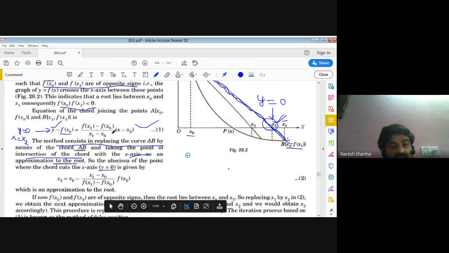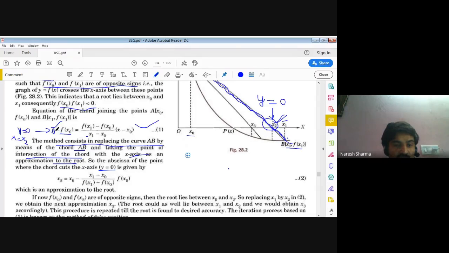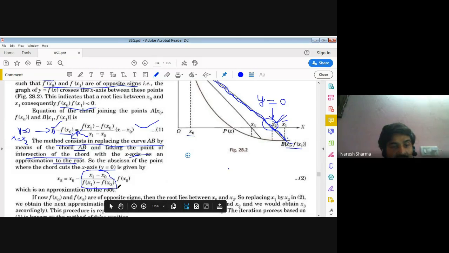So we rewrite this. We put this value as 0, we cross multiply this x1 minus x naught on the upper side, and on the lower side we use this factor. Also we shift your x naught to the left hand side, so we get x2 equal to x naught minus (x1 minus x naught) divided by (f(x1) minus f(x naught)) multiplied by f(x naught). So that is your first approximation of the root.